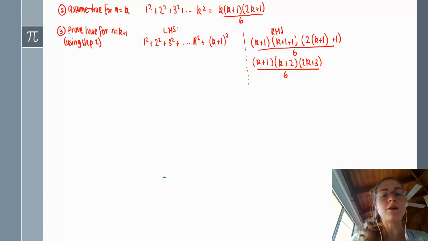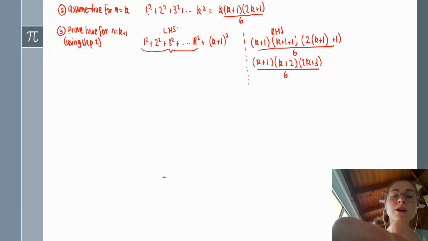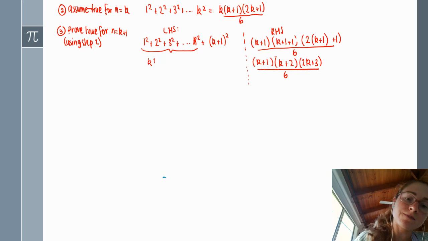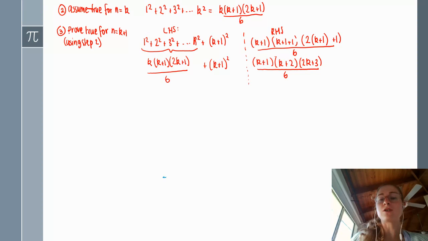Okay, so I've just created a new slide here. So let's manipulate the left-hand side, try and make it look like that fraction on the right. So always use step 2. From step 2, I know 1 squared plus 2 squared all the way to k squared is equal to k plus 1, 2k plus 1 over 6. So let's substitute that in. I'm just going to leave my k plus 1 squared at the end, so don't forget that term as well. And I'm just going to work on the left-hand side only, and try and get it in the form of the right-hand side.